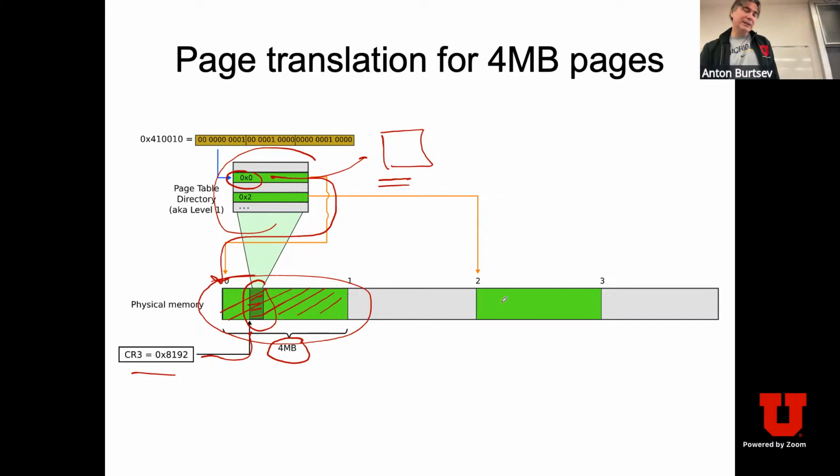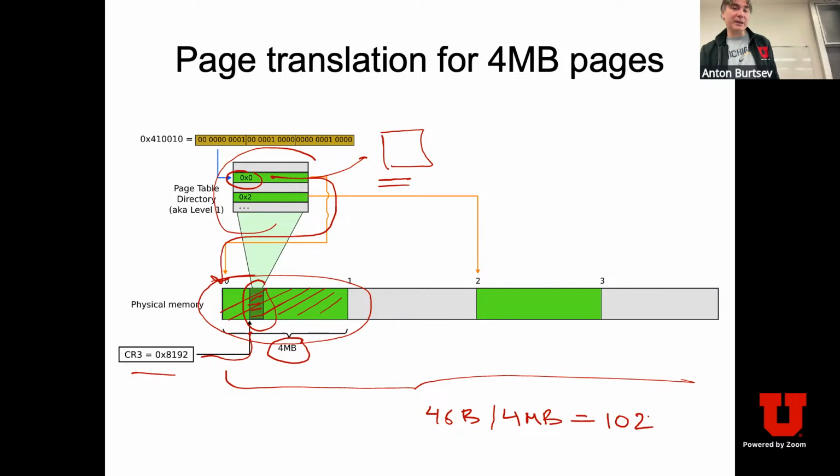But it composes nicely, because if I split my entire address space, which is 4 gigabytes, into 4 megabyte chunks, if you divide by 4 megabytes, you will get 1024 entries, right? And this is exactly how many entries you can fit into one physical page, which stores this table, right?